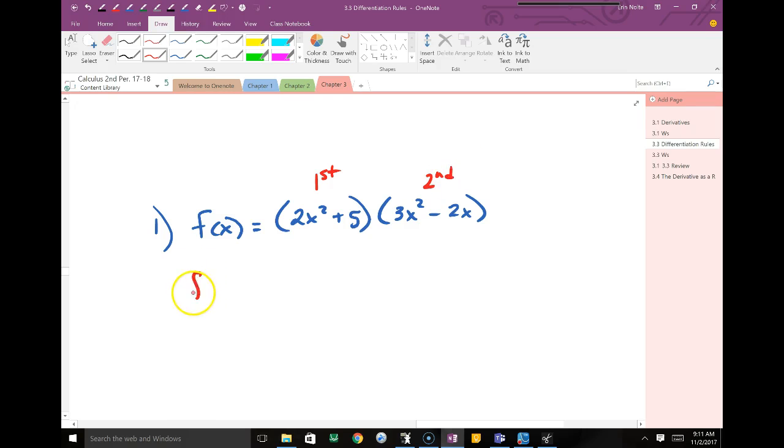All right, here we go. We're going to derive this. Okay, so it starts out as the first. So what is my first? 2x squared plus 5, d second. What is the derivative of my second? Minus 2, plus the second.